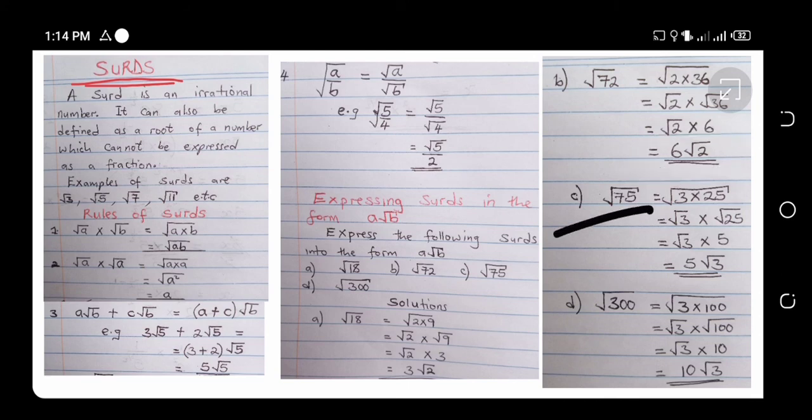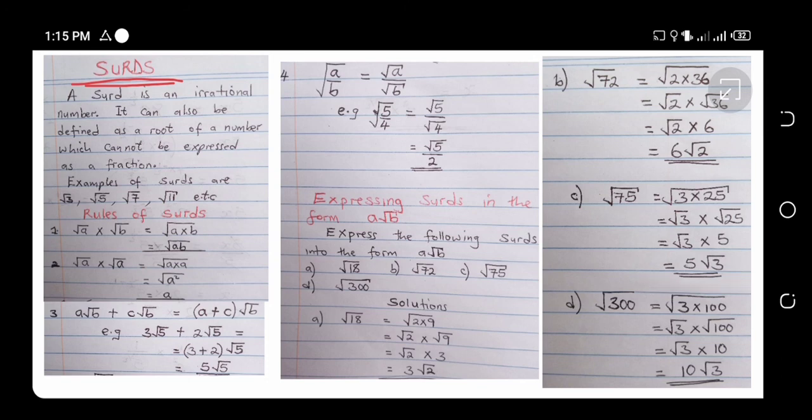Come to c, you do the same. Root of 75. Within 75, there's 25, which is a square number. So here we have to say 3 times 25 under the same root. So you separate them. That's root of 3 times root of 25, and root of 25 is 5, and the answer here is 5 root of 3.